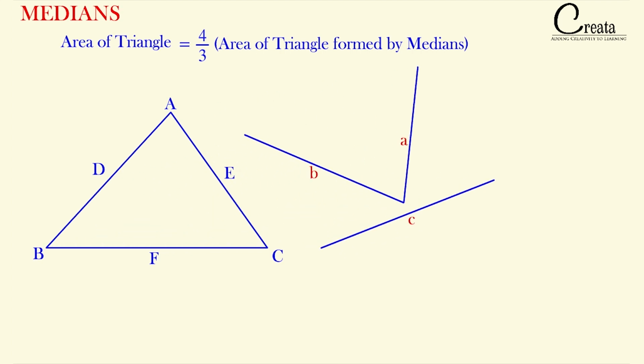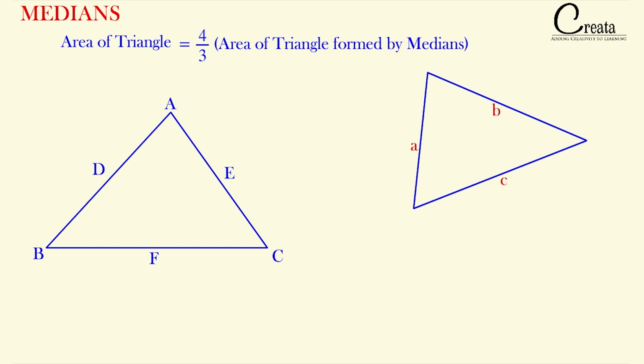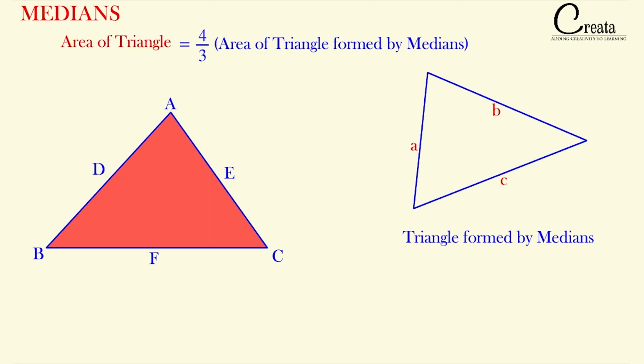If we take out these three medians from this triangle, can we form a triangle from these three medians? This triangle with medians A, B and C is known as the triangle formed by the medians. And the area of this complete triangle ABC is equal to 4/3 times the area of the triangle formed by the medians. Okay, this is an important concept, and it will be used in solving questions related to the area of the triangle and the area of the median triangle.